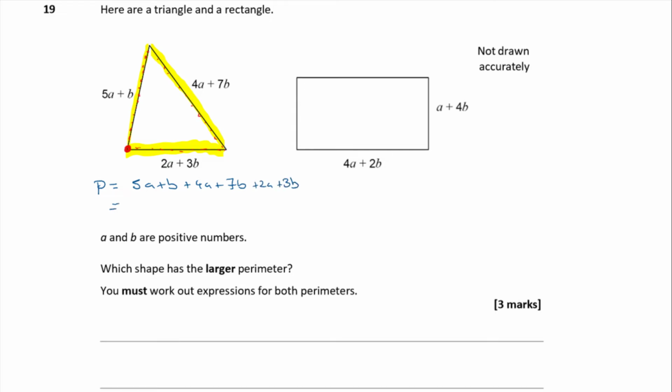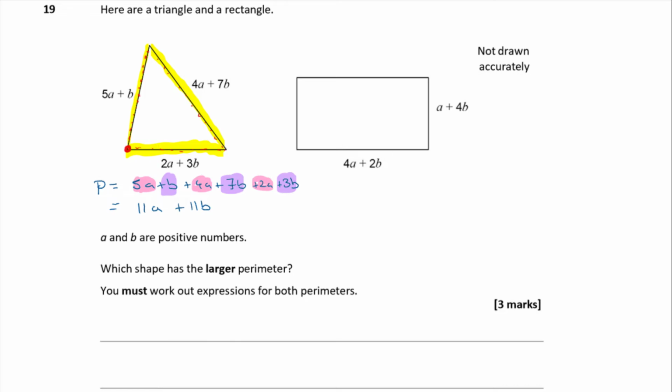Then that simplifies down. What like terms have we got? I've got 5a, 4a, 2a, 5a plus 4a plus 2a, that adds up to 11a, doesn't it? That's 11a. And I've got b, 7b, 3b, which adds up to 11b. So I've got 11a plus 11b for that one.